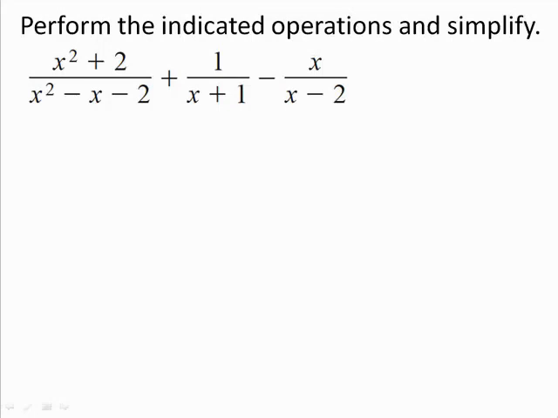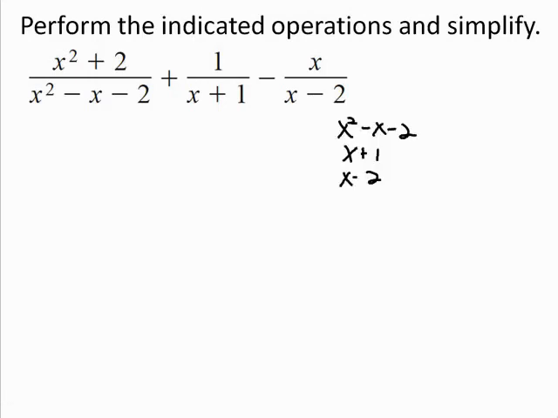Perform the indicated operations and simplify. x squared plus 2 divided by x squared minus x minus 2, plus 1 divided by x plus 1, minus x divided by x minus 2. To add and subtract fractions, they need to have the same denominator. Find the least common denominator.